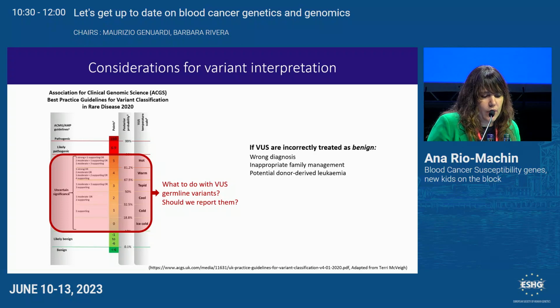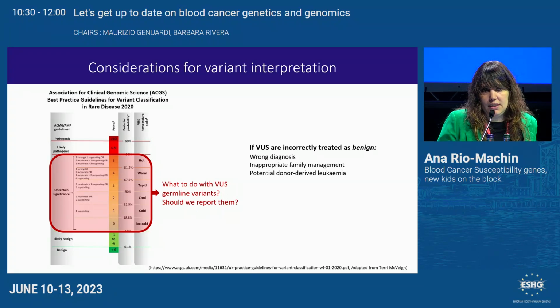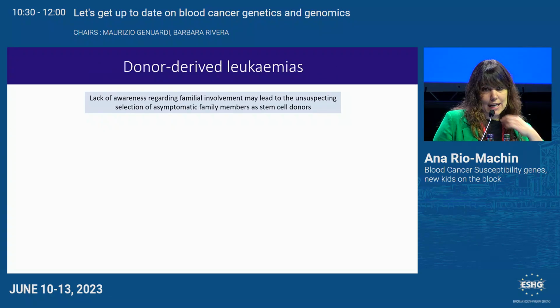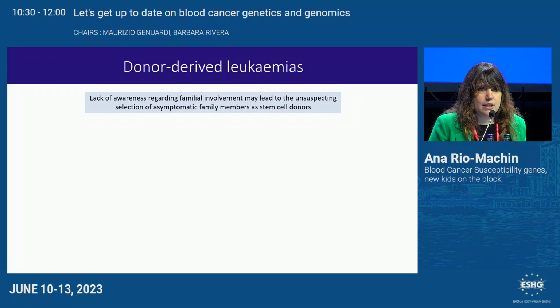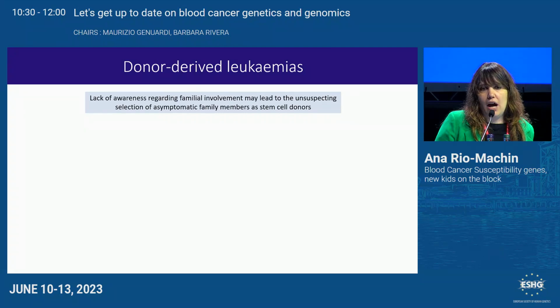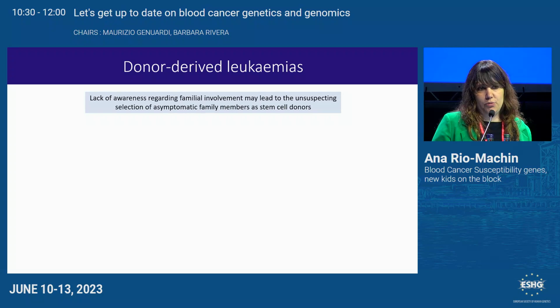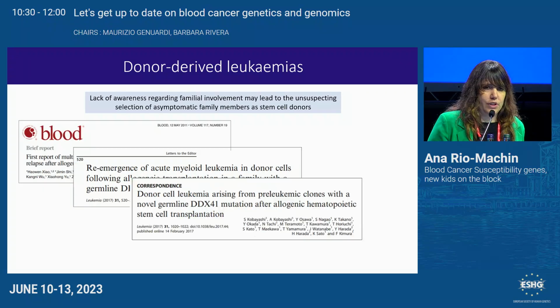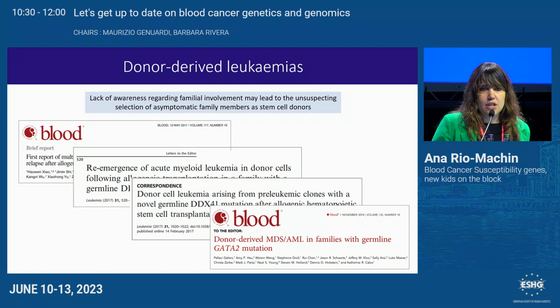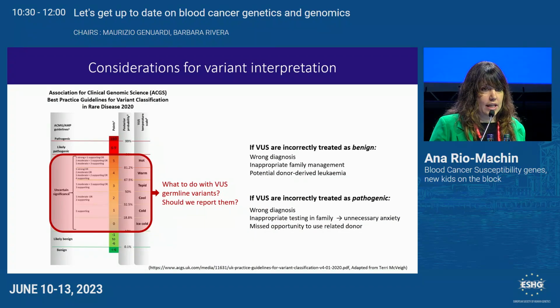But what happens if a VUS is incorrectly treated as benign? Obviously the diagnosis will be wrong, and there will be an inappropriate family management. But more importantly, there will be a potential donor-derived leukemia that James presented as well. That's key, because as we all know, the only curative treatment for these patients is the bone marrow transplantation. The best donor will always be a relative, but if the relative has the germline variant, the recipient will develop the disease again. There are lots of examples of these donor-derived leukemias. That's really, really important to take into consideration.